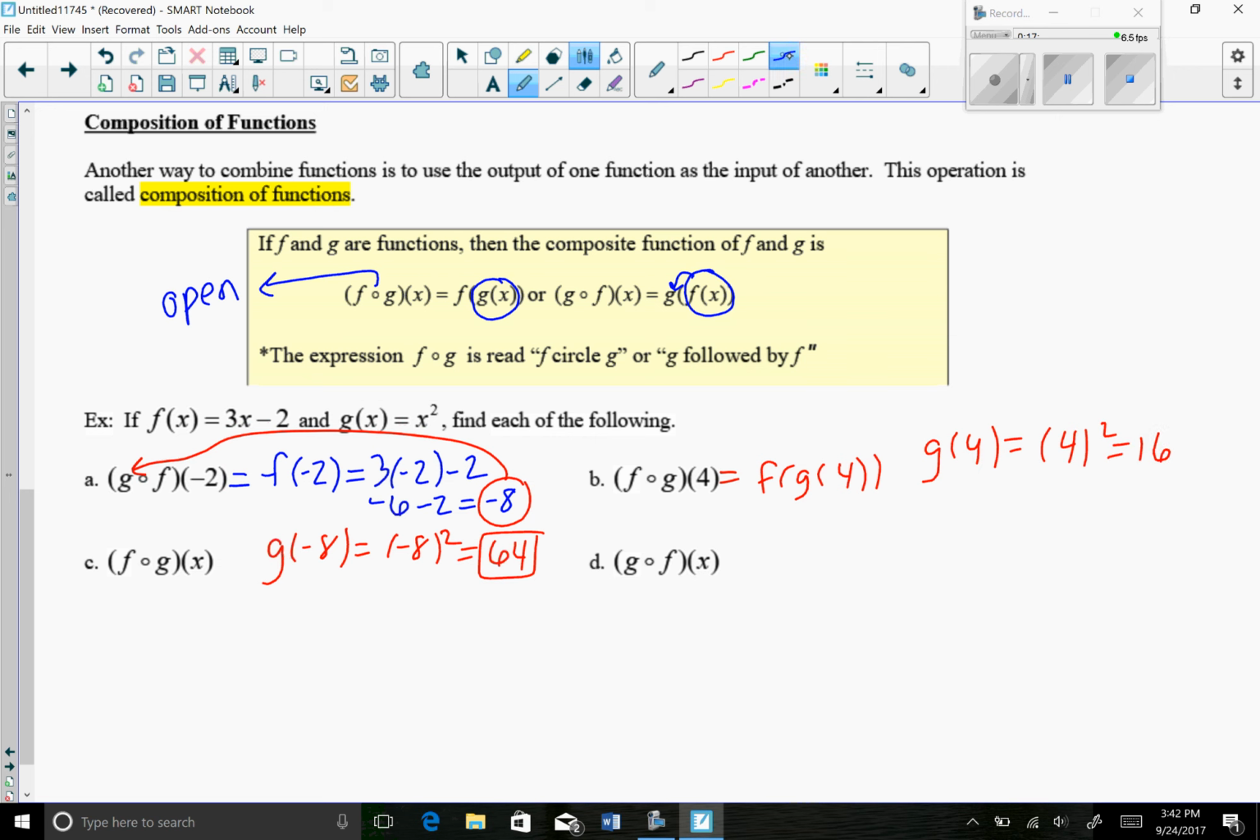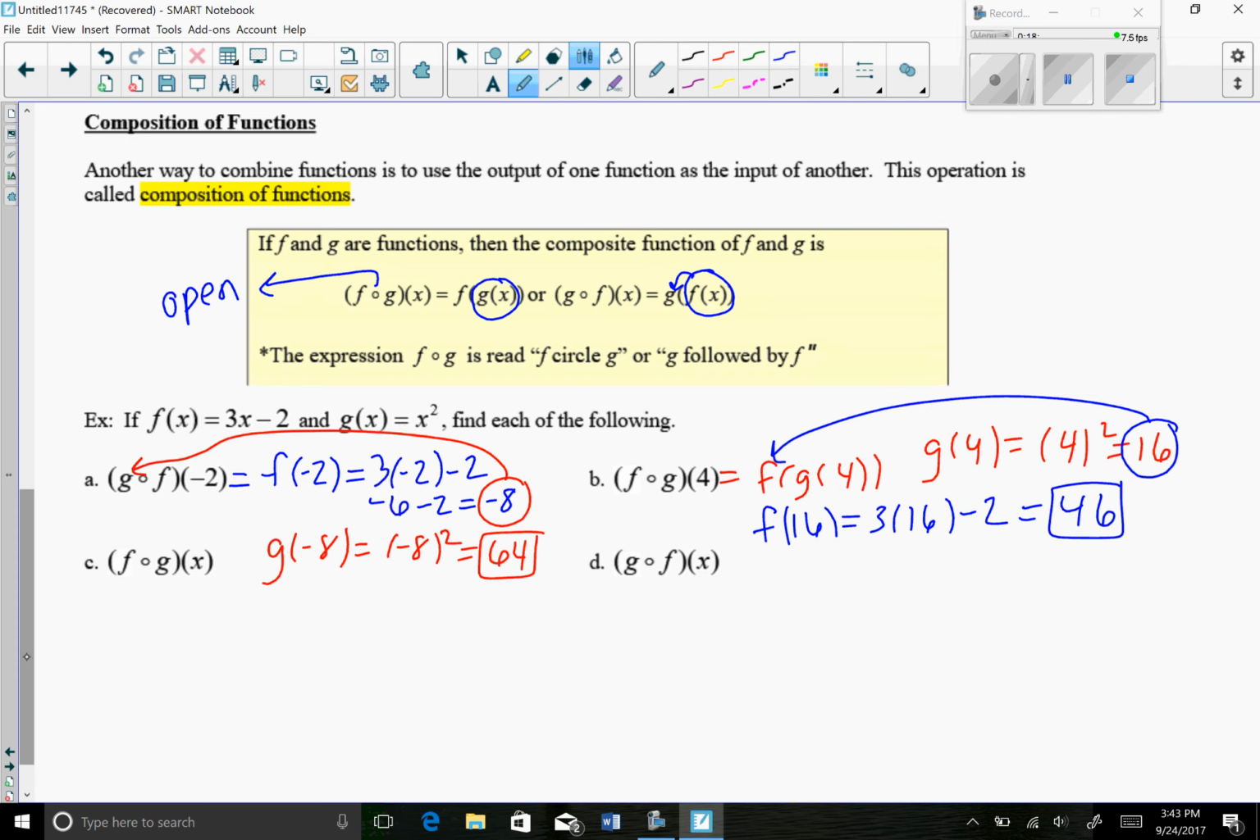Then I'm going to take that answer, and I'm going to plug this answer into the function for f. So f of 16 is equal to 3 times 16 minus 2. And 3 times 16 minus 2 gives me 46. So then that means that the entire composition answer would be 46.